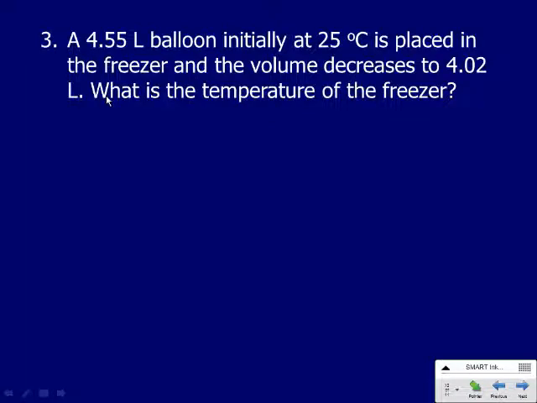And I want to deal with this one because of the fact that we're looking for a temperature, right? And that's a little different than the last one. So in this case, we're looking for T2.